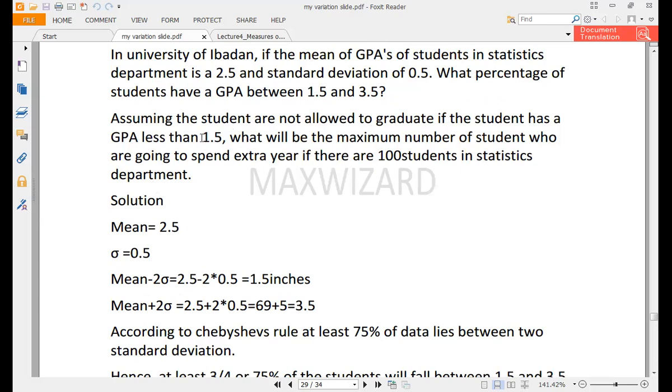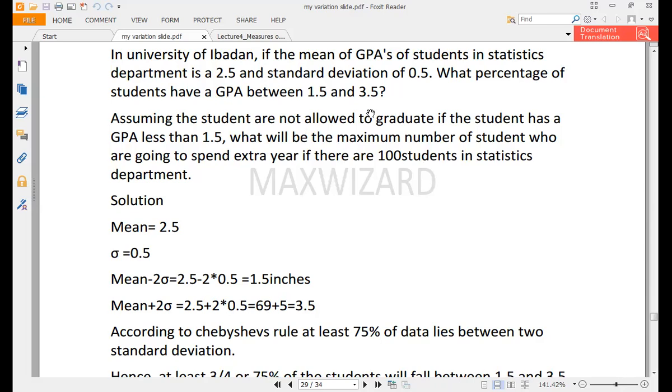The question is telling us that anything below this range, which is given before, 1.5 and 3.5, is what's given as the range and it was calculated. So below this range, which is 1.5, you are not allowed to graduate. And that means you are going to spend an extra year. So the question is now asking, what would be the maximum number?